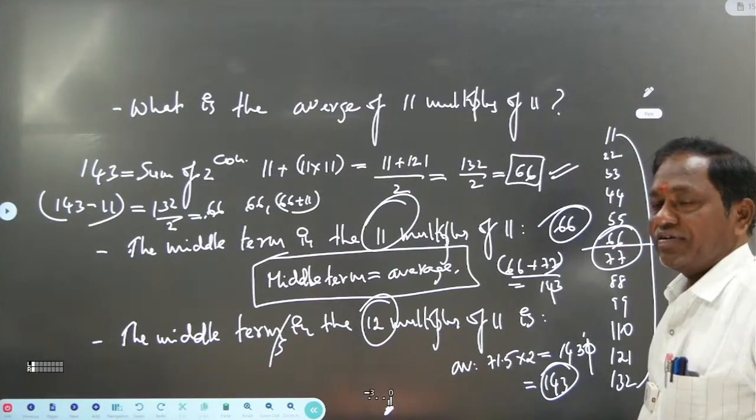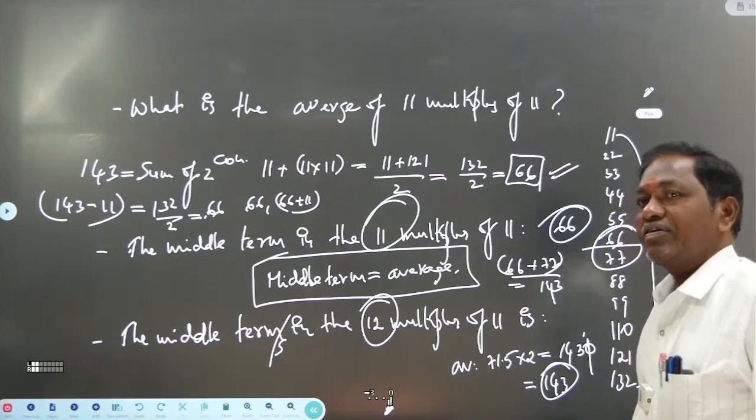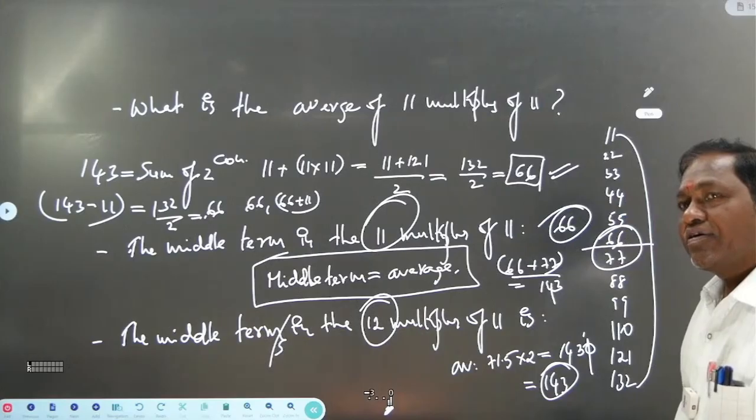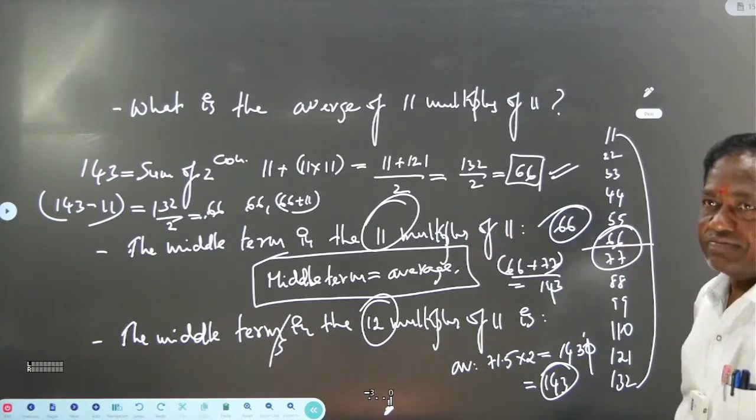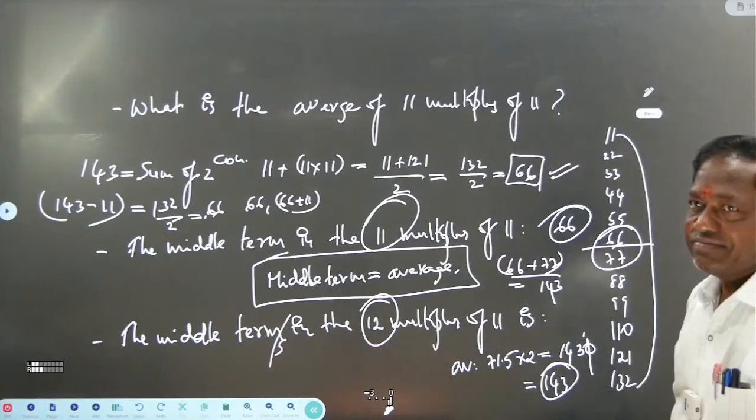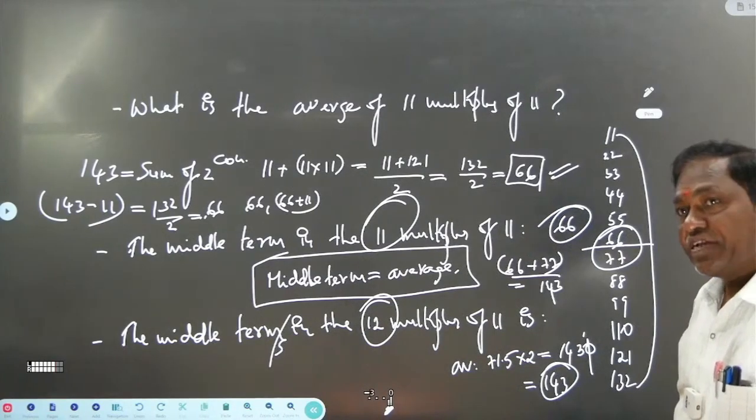Sir, for 11 multiples of 11, the average is 66, sir. Yes. Then whenever they are asking for even, you can just add 11, sir. 77. So 66 plus 77. Yes, you can do that, because the difference is 11. That method also we can do, sir. Yeah, if you take 11 like that.